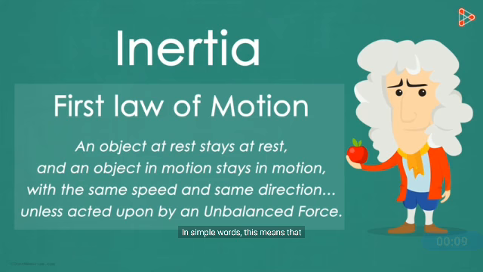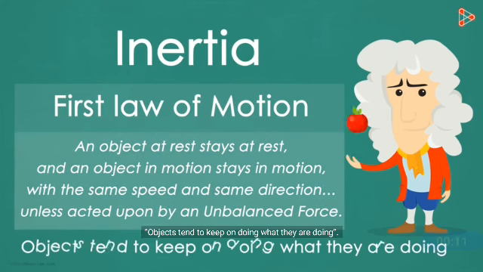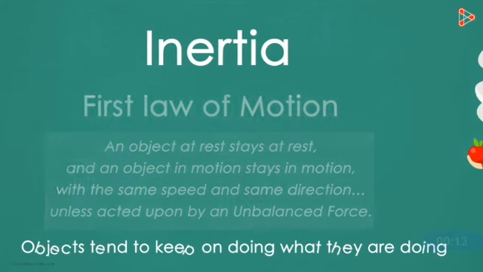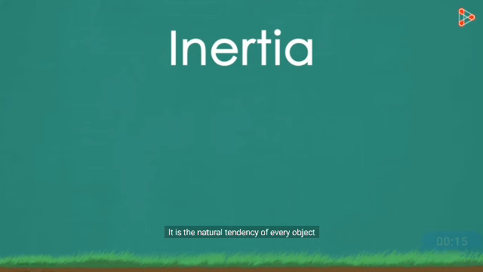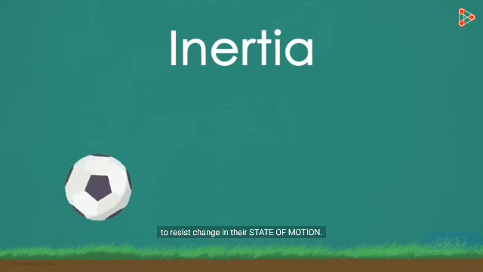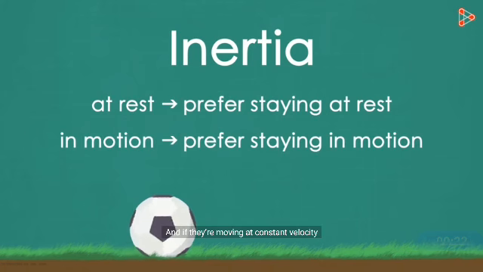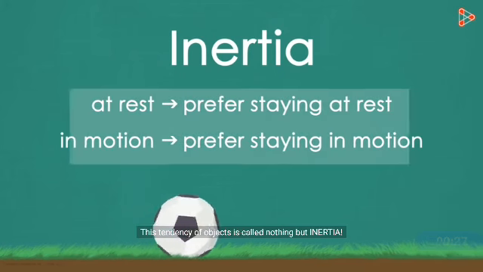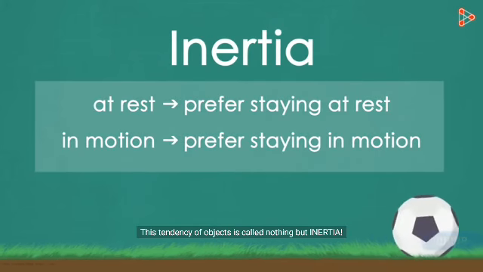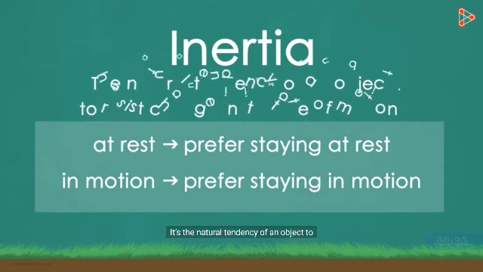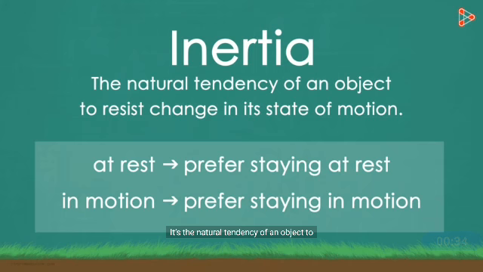In simple words, this means that objects tend to keep on doing what they are doing. It is the natural tendency of every object to resist change in their state of motion. If they are at rest, they would prefer staying at rest, and if they are moving at a constant velocity, they would want to continue doing so. This tendency of objects is called nothing but inertia. It's the natural tendency of an object to resist change in its state of motion.